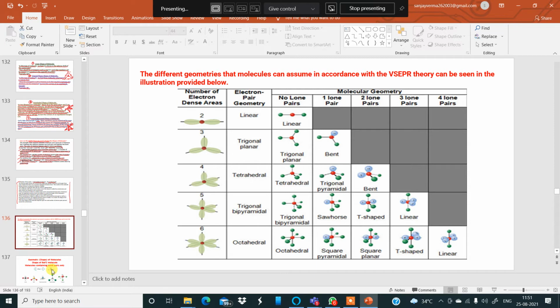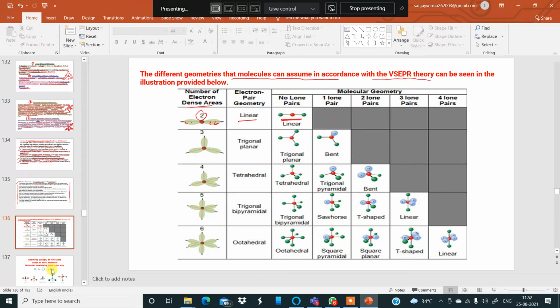The different geometries that molecules can assume in accordance with the VSEPR theory can be seen here below. If the number of electron dense areas is 2, 2 electrons here, 2 electrons here, that means electron dense area is 2. It is a linear shape. Number of lone pairs, no lone pairs. Okay, it is a linear geometry.